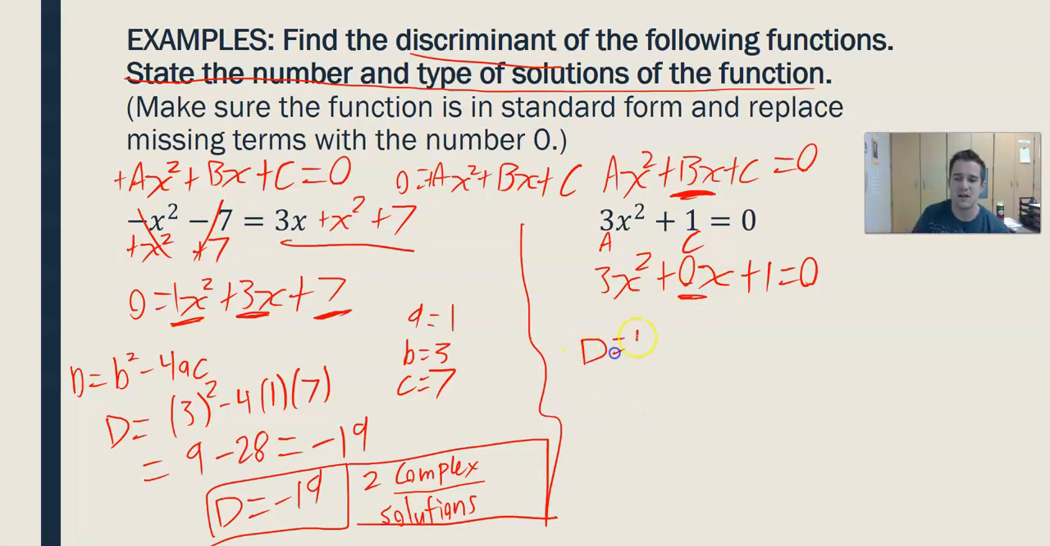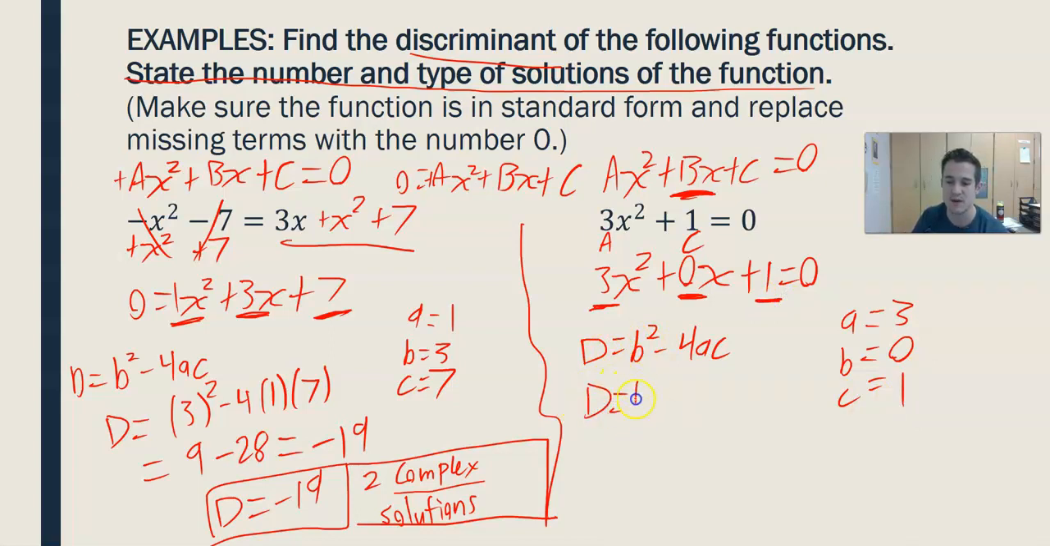So the discriminant is b squared minus 4ac. What's a, b, and c? A is 3, b is 0, and c is 1. Okay, let's type those values in.